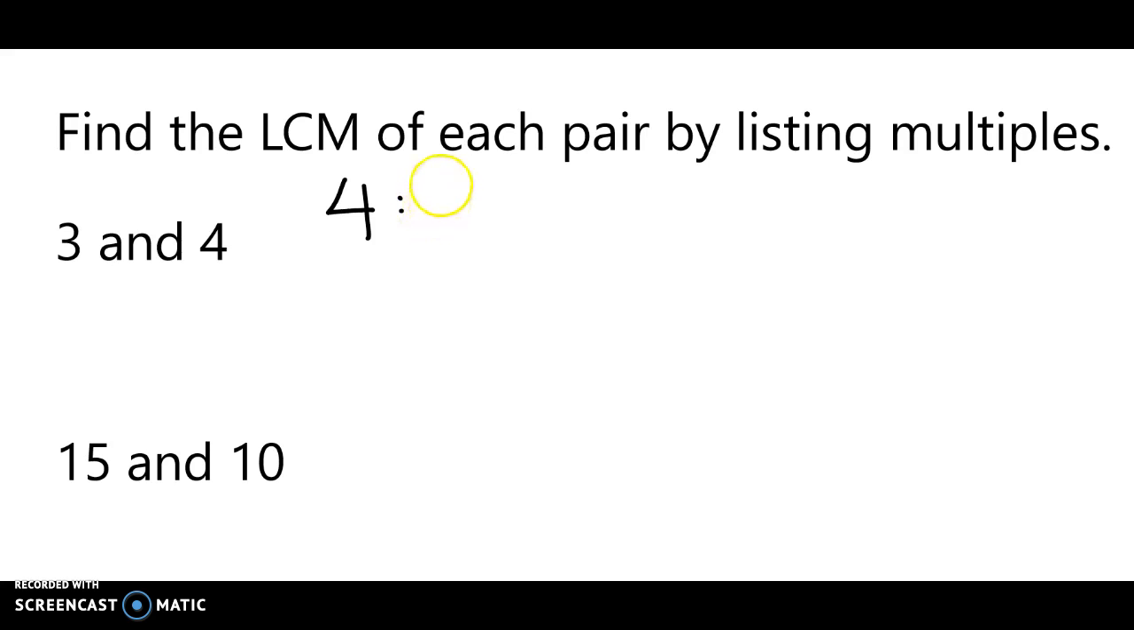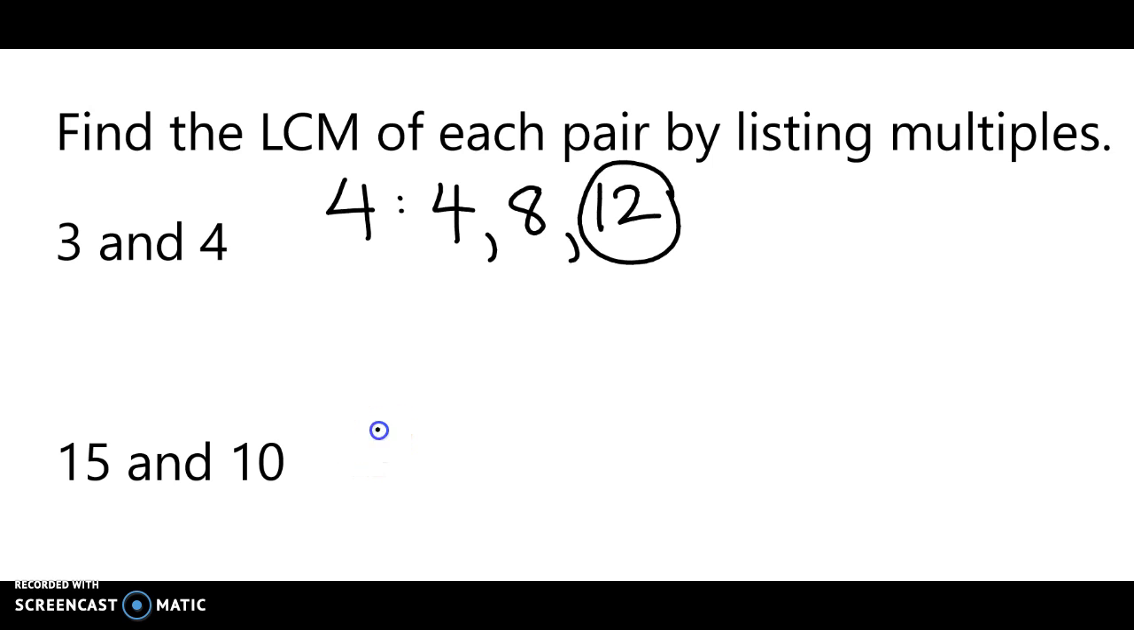So first multiple of 4 is 4, 3 doesn't go into 4. Next multiple is 8, 3 doesn't go into 8. Next multiple 12, 3 does go into 12, so 12 would be the least common multiple. Notice that 3 and 4 don't have any common factors, so you could just multiply 3 times 4 to be 12.